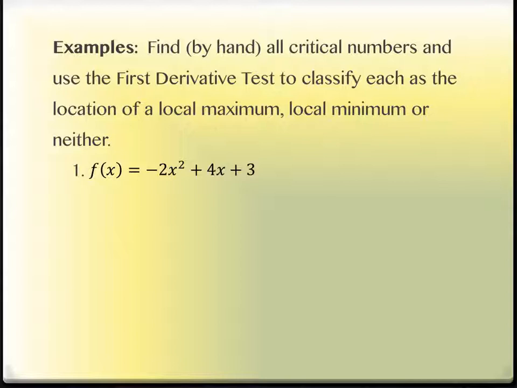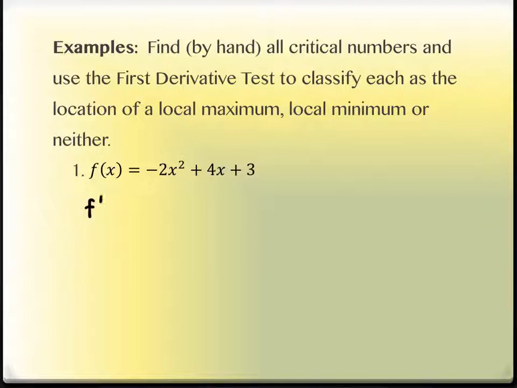All right, so the first one that we're going to look at is the equation f of x equals negative 2x squared plus 4x plus 3. The directions say to find by hand all critical numbers and to use the first derivative test to classify each location as a local max, a local min, or neither. All right, so the kicker is finding the critical numbers. We've done that before. That's exactly where we're starting, right? It's the kickoff like at a football game, right? So what do I do to find the critical numbers?